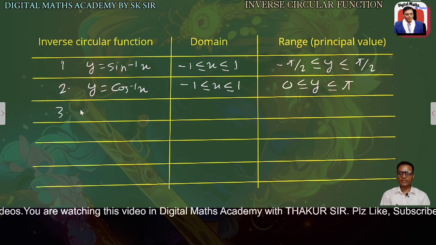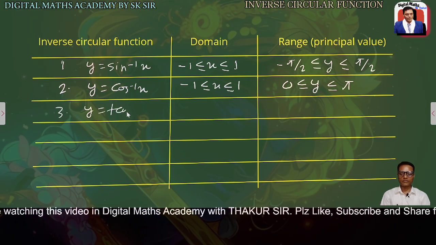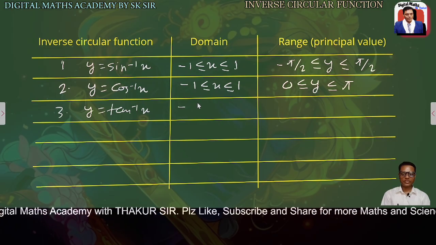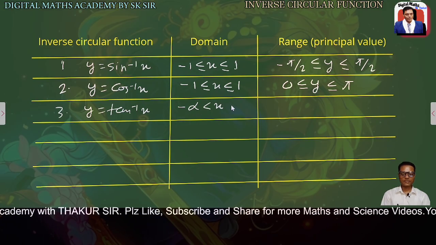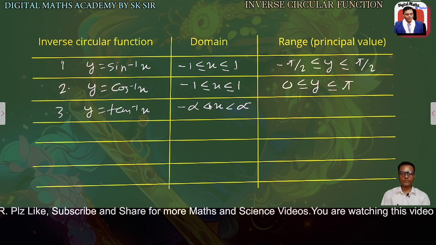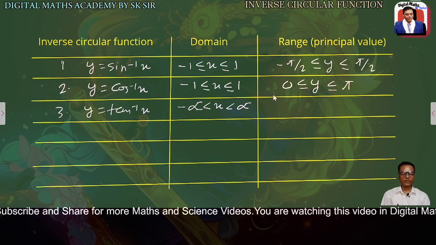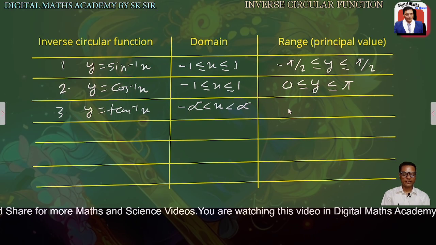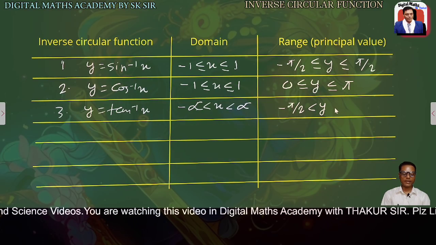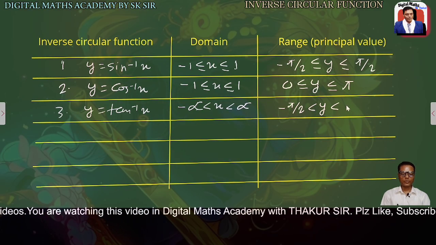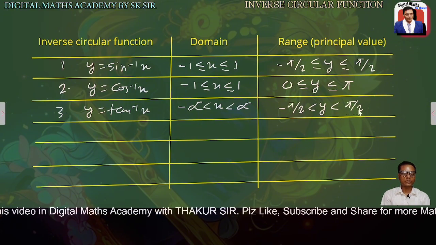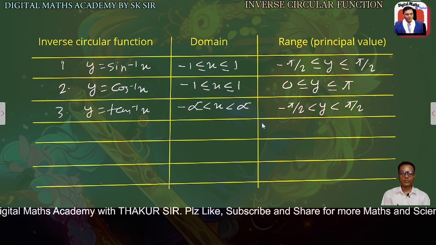Number 3, here is tan inverse. Y equals tan inverse x, and its domain is minus infinity less than x less than plus infinity, that's the sign of infinity. And its range is minus pi by 2 less than y less than pi by 2. We should not forget here it is not equal to, it's less than pi by 2 and greater than minus pi by 2.